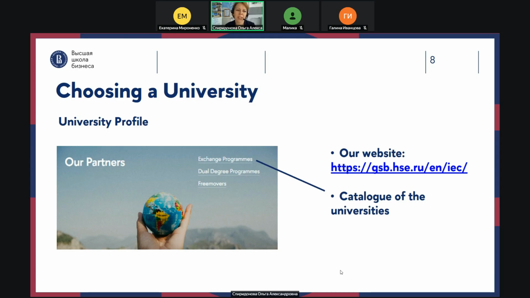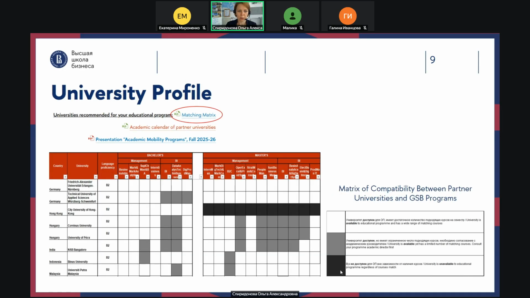And if we started to talk about the university, let's talk about how to choose a university, and where we can find all these universities. First of all, you go to our website, gsb.hec.ru, and you see the university profile, our partner chart, and exchange programs. You click there and you'll see the catalog of all the universities. I showed it before, and you can choose among them.